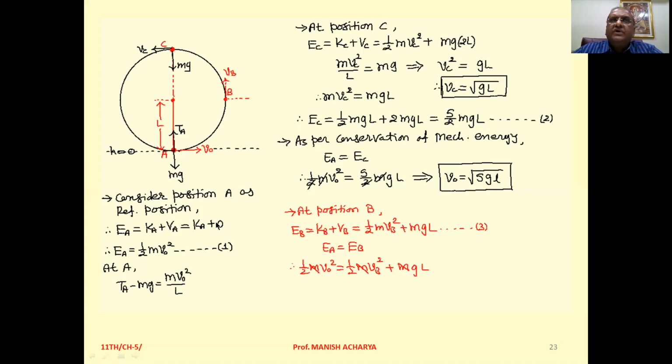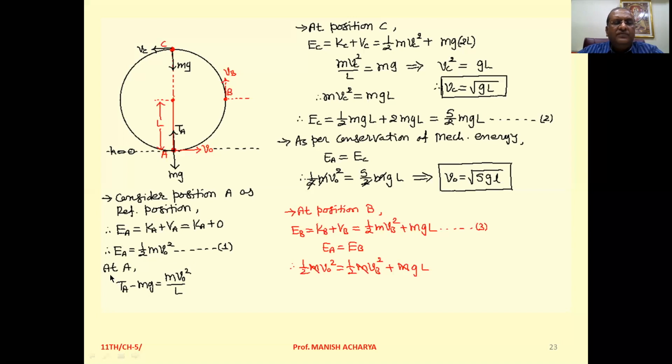Now we can solve this using the law of conservation of energy. Suppose first we consider the position A as the reference position. Then the mechanical energy at A is kinetic energy at A plus potential energy at A. But the potential energy at the reference position itself is 0, because h is 0. So the total mechanical energy is the kinetic energy, so we can write half mv0 square.